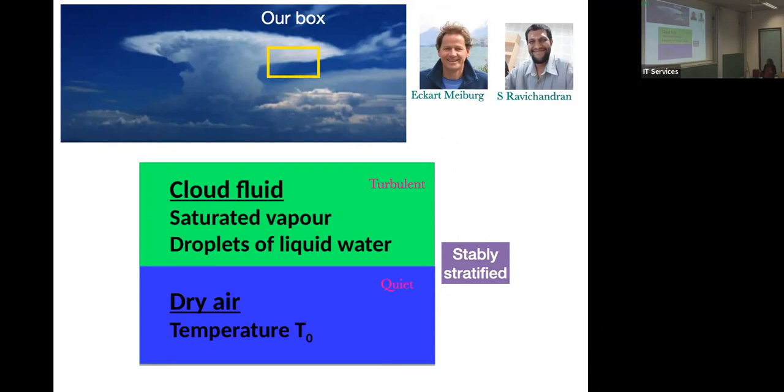And below it is initially quiet and stays quiet for almost all the time in this regime. Both of them are at temperature T0. It's stably stratified with this being slightly lighter than this. And we set up the simulation with small perturbations there, and we let it go. So let's see what happens.